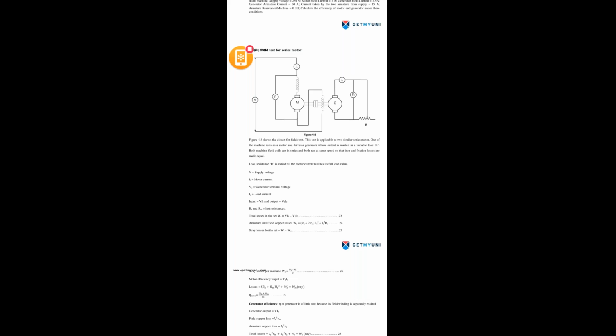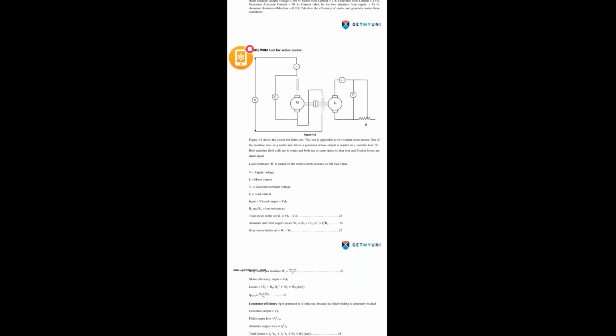If you subtract these two values, then we can easily identify how much the losses are. Why? Because V I1 is the input and V2 I2 is the output. So when input minus output, we get the losses happening in this test.